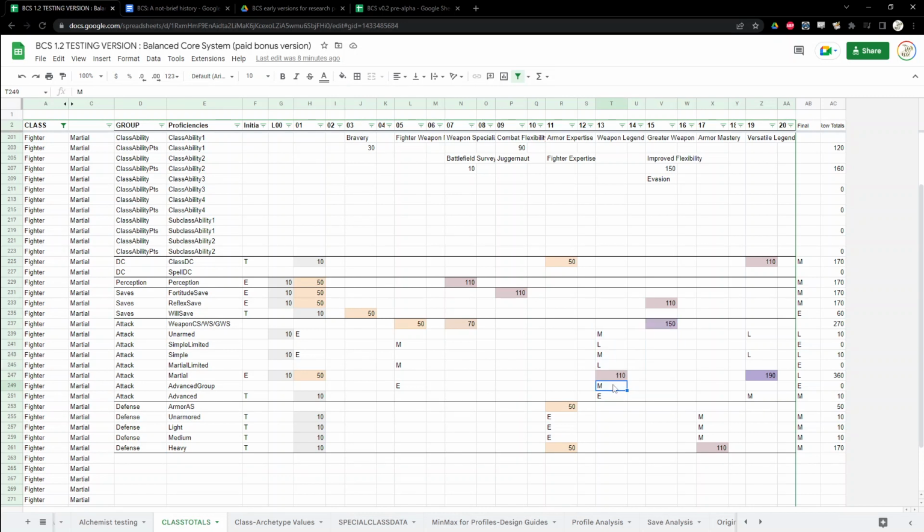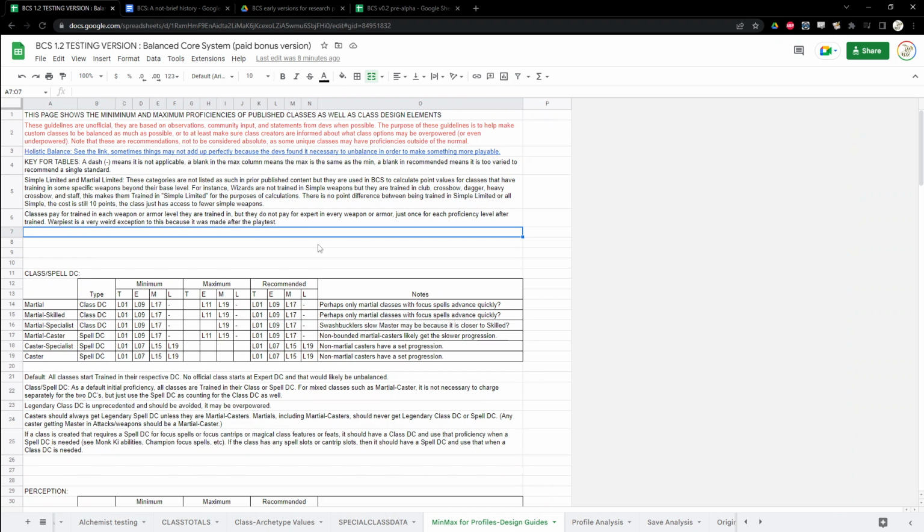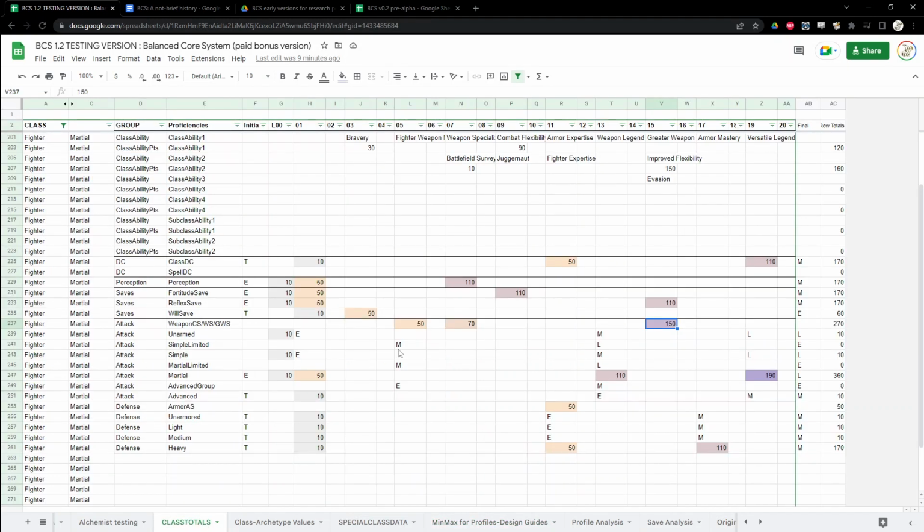The marshals that get master always get greater weapon specialization at the next odd level after that. So that's just a design note, and it's one of those things that you'll find in the design guide. Those are the type of things that the design guide is for. Just little things that I've noticed about how the classes are designed, not just from a point value standpoint, but from a sort of a structural point.